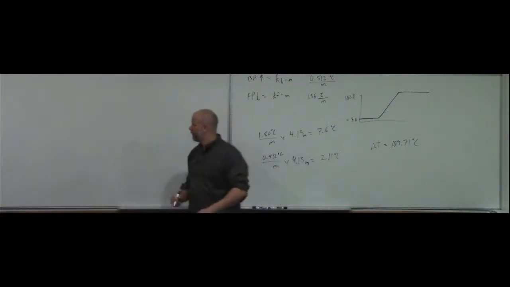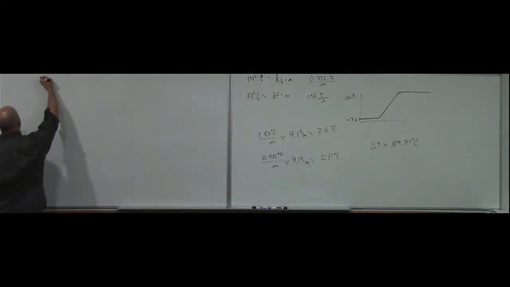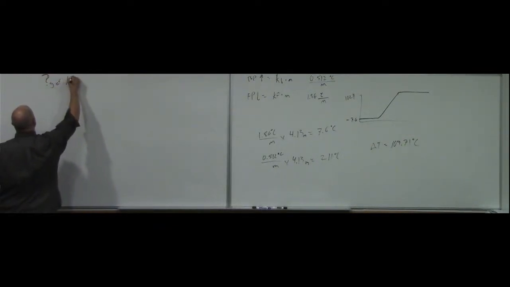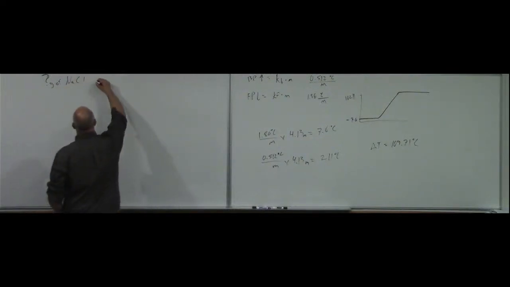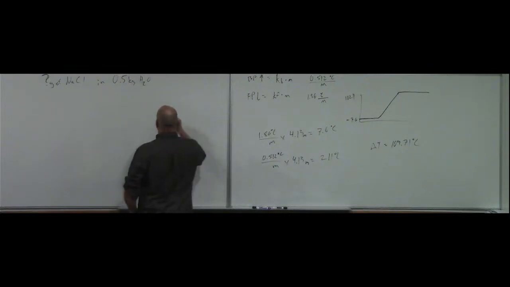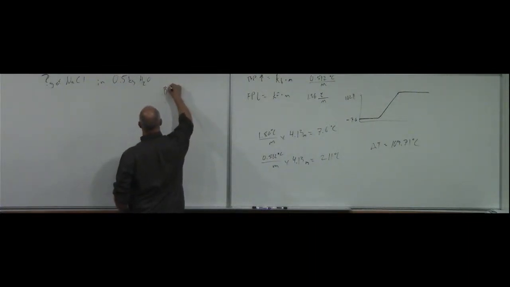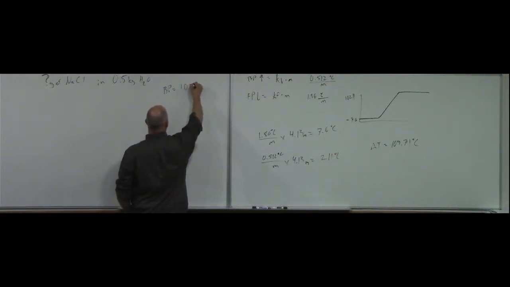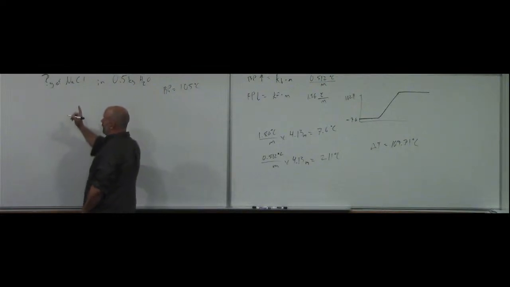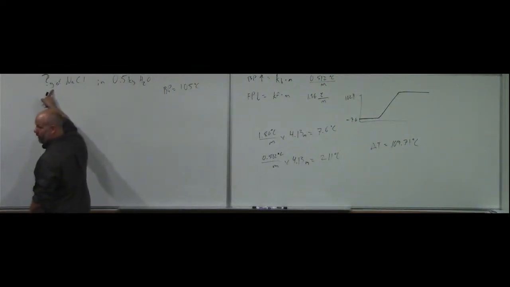I have an unknown quantity of sodium chloride in 0.5 kilograms of water, and it boils at 105 degrees centigrade. I want to know how many grams I have.